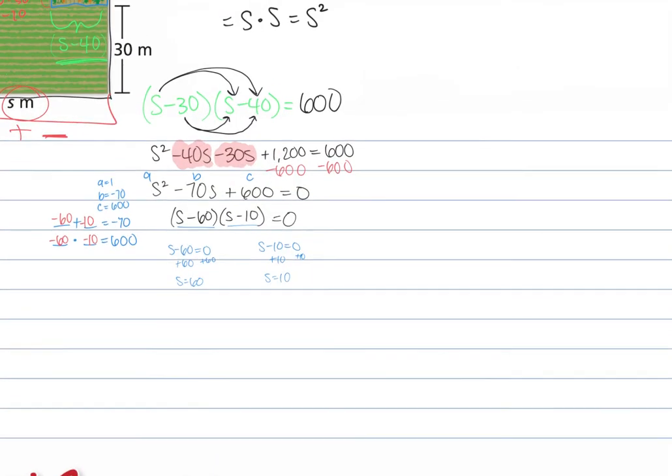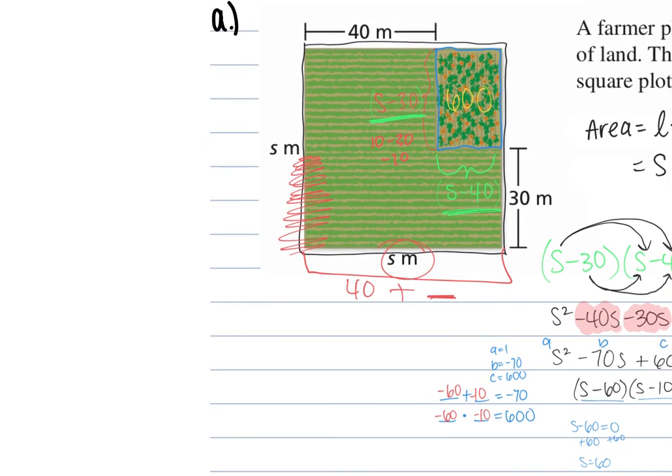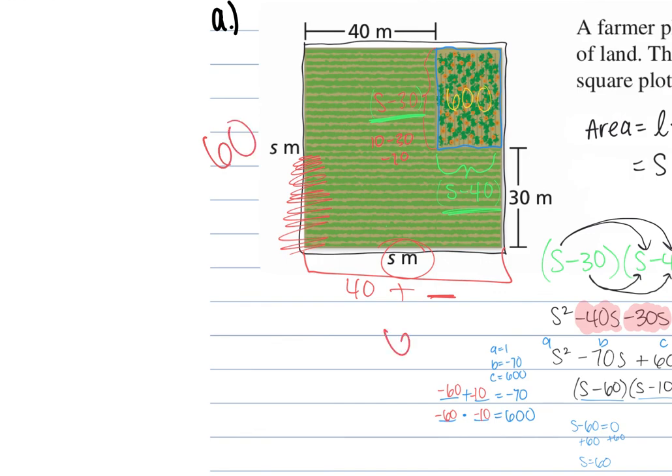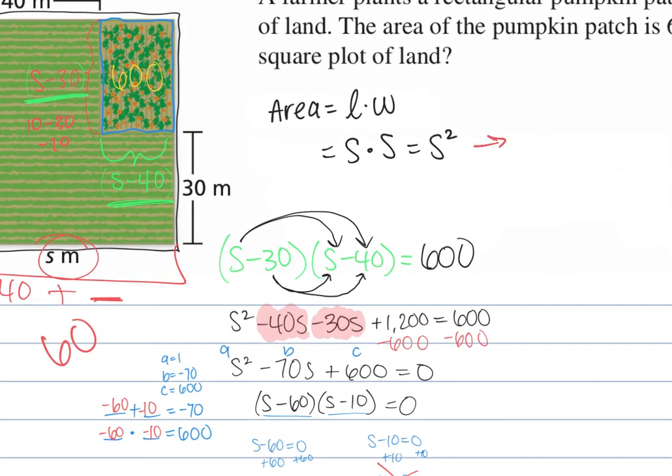So we're going to cross out 10 as an answer. And we're only going to use S equals 60, right? So if each side of the square is 60, how would we find the area of the entire square? 60 times 60. It's just S squared. So it would be 60 times 60, or 60 squared, which is 3,600 meters squared.